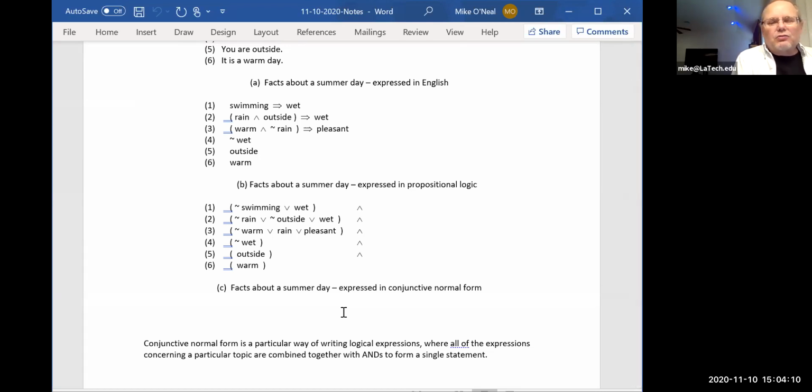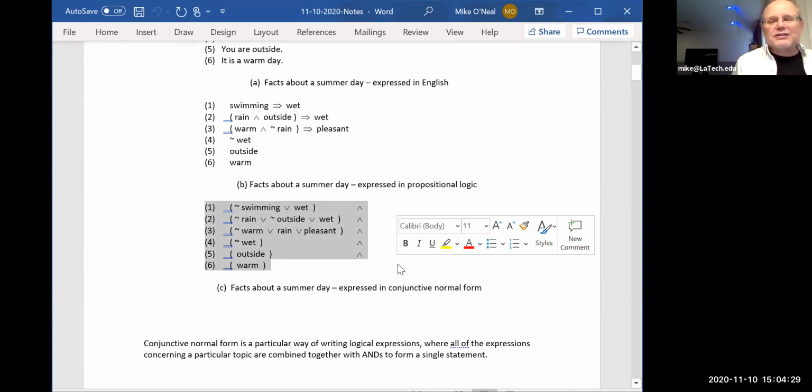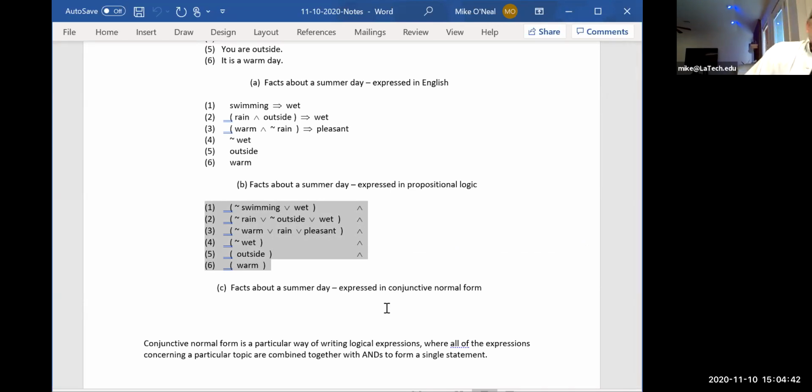So take about 5 minutes, grab a sheet of paper. If you're ordering chicken wings, pull off to the side and get out a piece of paper, right? I want you to try to prove pleasant using a resolution refutation proof and these 6 statements, or whichever of those 6 statements that you need. Take about 5 minutes. I'll take a quick break, and we'll come back and we'll see how far you guys have gotten.